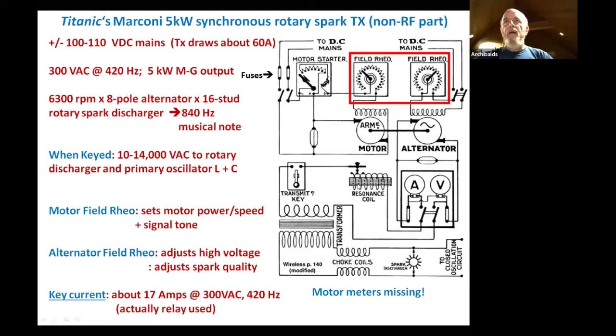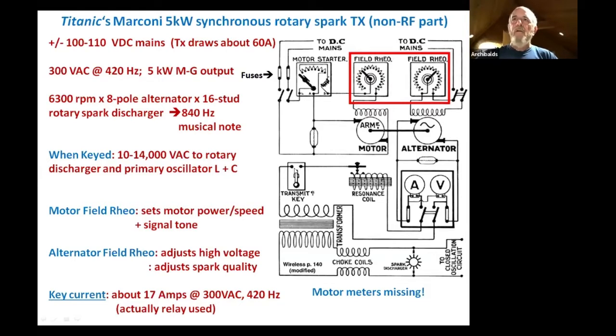But the thing is running at 6,300 RPM, the motor generator combination. And it's an 8-pole alternator with a 16 stud discharger down here, which we'll get to. Anyway, you do all the arithmetic, and it gives you an 840 hertz musical note on the RF that goes out of the antenna. You key this down, and if you key this directly, you're keying somewhere between 17 and 20 amps at 300 volts AC.